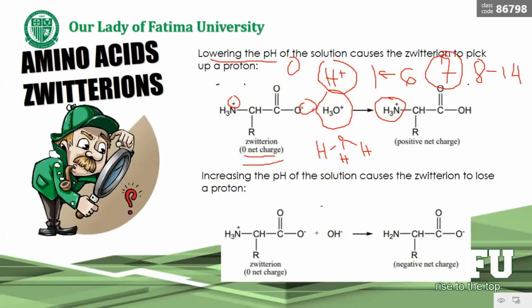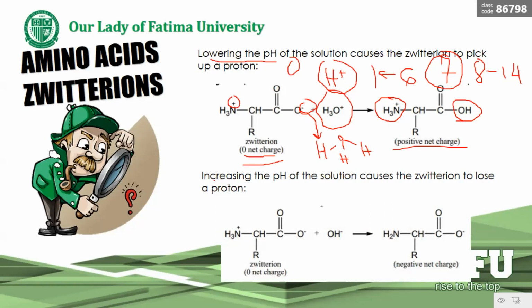The oxygen will take one of the hydrogen in this H3O plus. That's why the final product in this reaction contains already an OH. The charge of the oxygen becomes 0. Therefore, the NH3 retains its positive charge. Therefore, our product is a positive net charge.